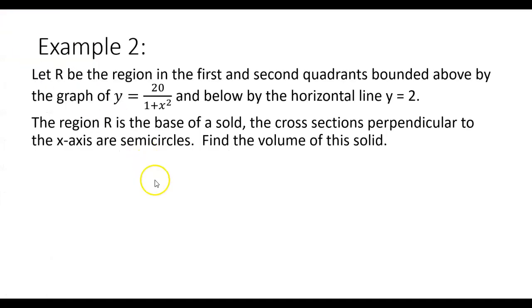All right, so that's volumes of cross sections. Let's talk about volumes of rotation. There's 2 types of volumes of rotation. There's the disk method and the washer method. So we'll start off with the disk method.